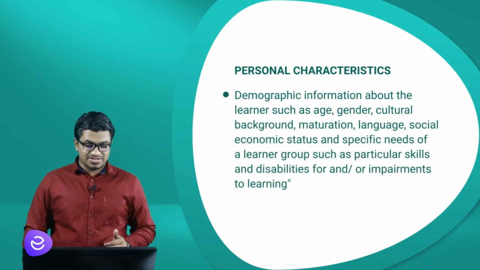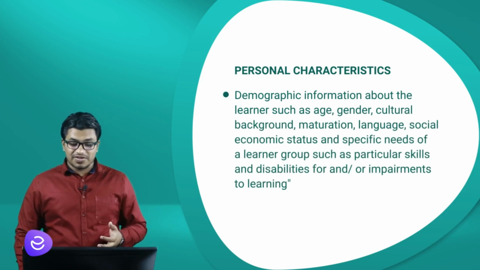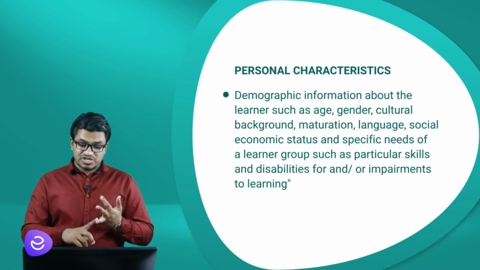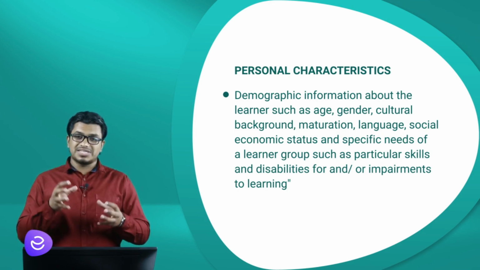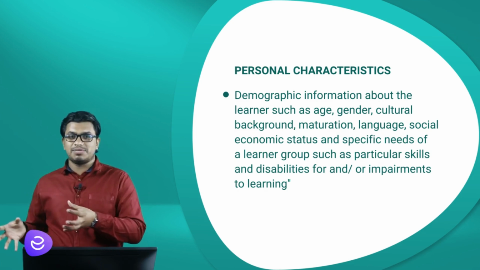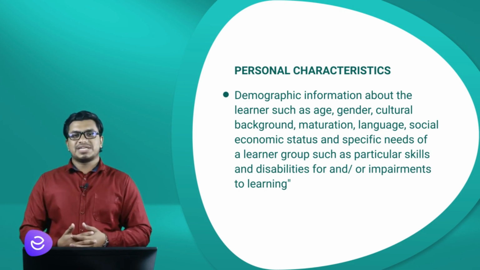So personal characteristics include demographic information such as age, gender, cultural background, language, socio-economic status, and specific needs of a learner group, particular skills, particular abilities, particular disabilities. So all this comes under personal characteristics. For age, we know that small children should be taught small things, and as they evolve, as they mature, as they grow old, we teach them advanced learning skills. That is an example of a personal characteristic.